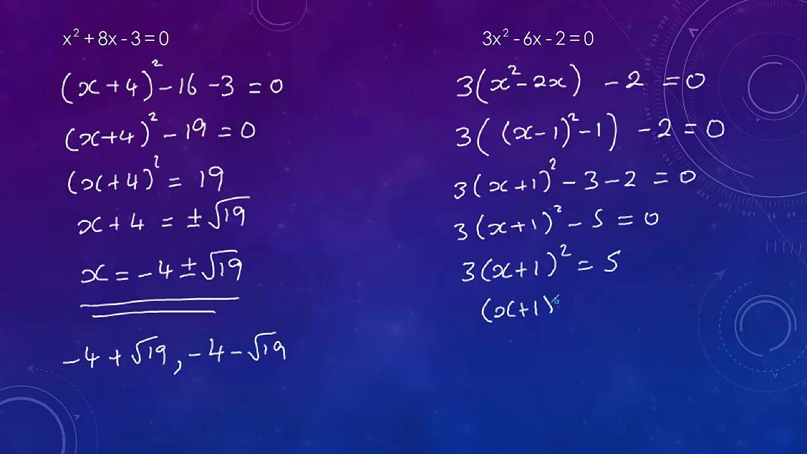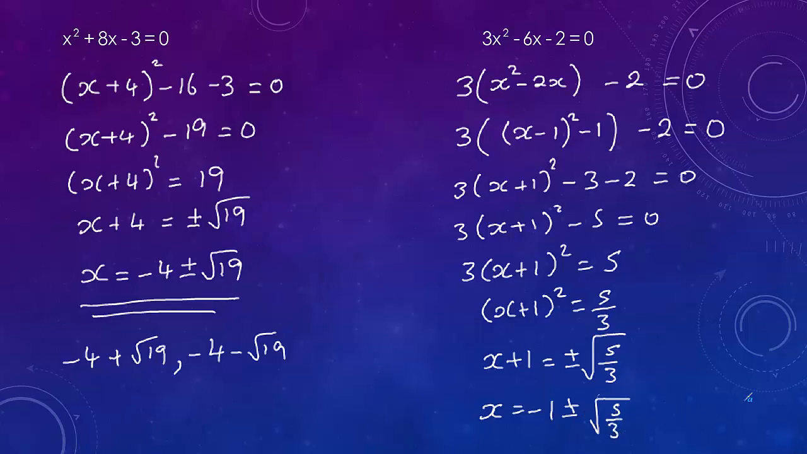Then x plus 1 all squared would be 5 over 3. Square root gives us x plus 1 is equal to plus or minus the square root of 5 thirds. And so our solutions are x is -1 plus or minus the square root. Let's make sure that square root goes all the way around. The square root of 5/3.